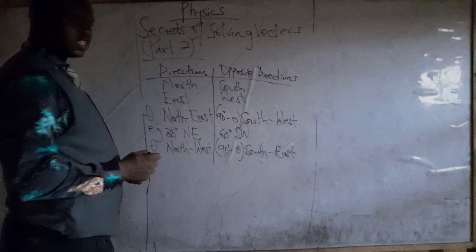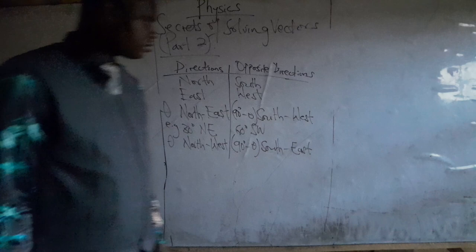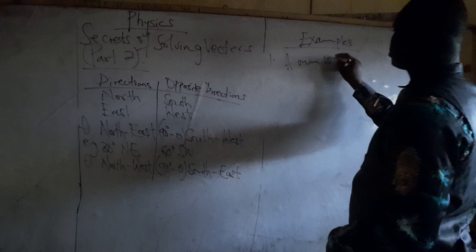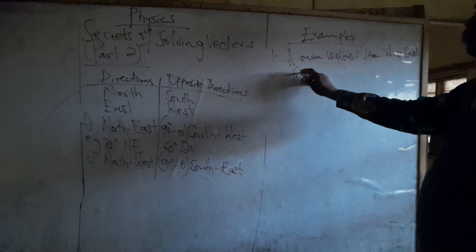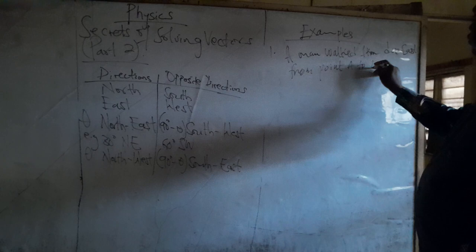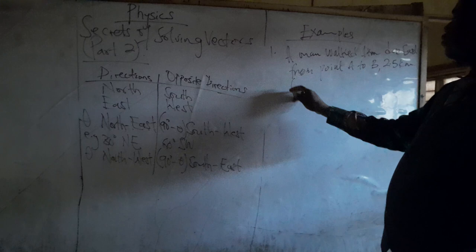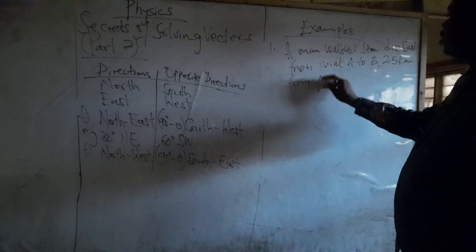Now, here takes us to examples on this part 2. A man walks 1 kilometer due east from point A to B, then 2.5 kilometers from point B to C, in the same direction.